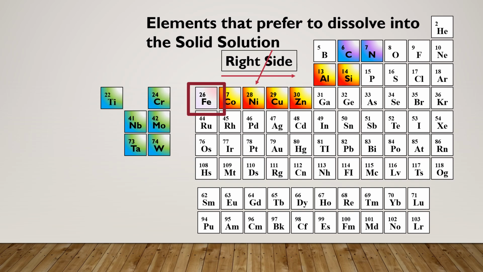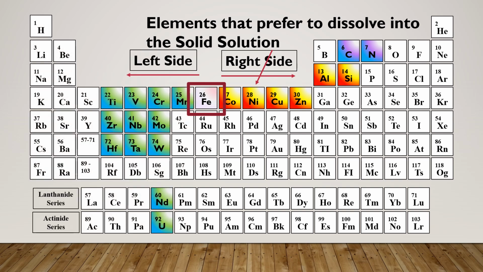If the elements lie right to the iron in the periodic table, then these elements prefer to dissolve into the solid solution rather than forming carbides and contribute to the solid solution strengthening. But if they lie left to the iron in the periodic table, then these elements combine with the carbon present in the carbon steel to form stable carbides and contribute to the hardness and wear resistance properties of the steel.